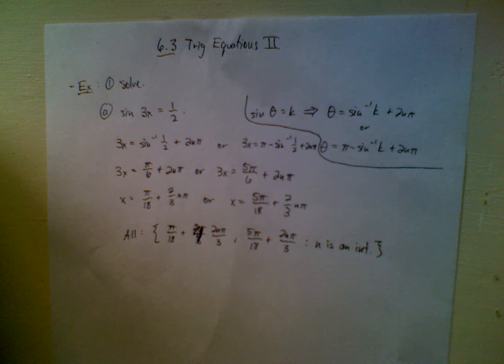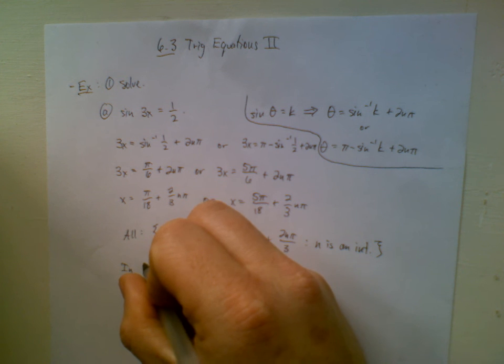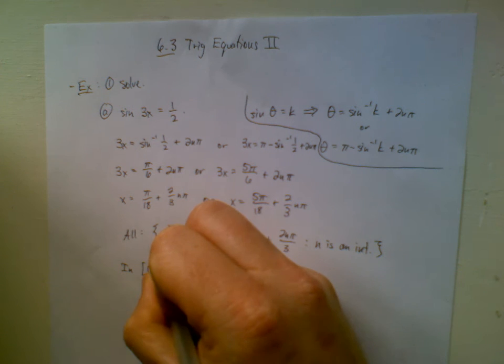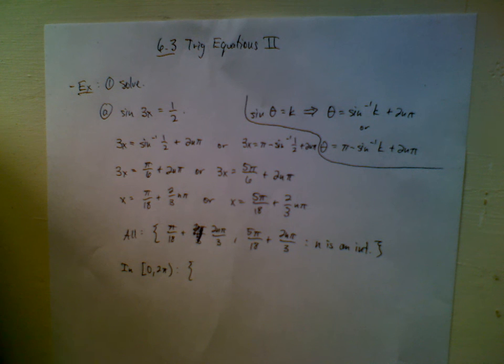Okay, now if you're only interested in the solutions that live in the interval 0 to 2 pi, well, then you do the same trick as what we did in 6.2, right? You just take turns plugging in numbers for n, and then you only take the solutions that fall within this interval. So for example, if I were to plug in -1 for n, I would get pi over 18 minus 2 pi over 3. That would be less than 0, so I'm not going to include that solution.